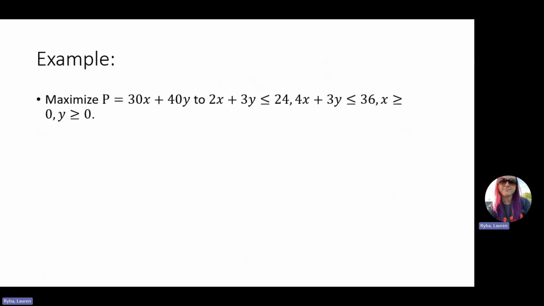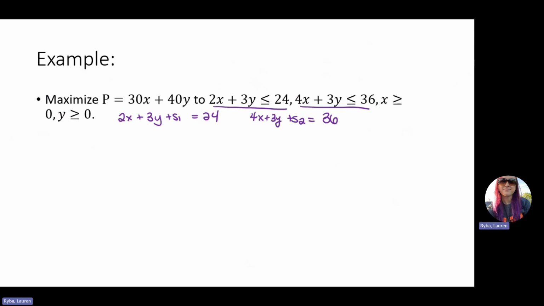So first step is to introduce our slack variables. So I'm going to take inequality 1, inequality 2. So 2x plus 3y plus slack 1 is 24. 4x plus 3y plus slack 2 equals 36.